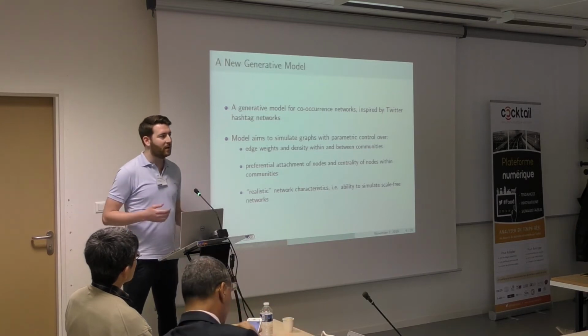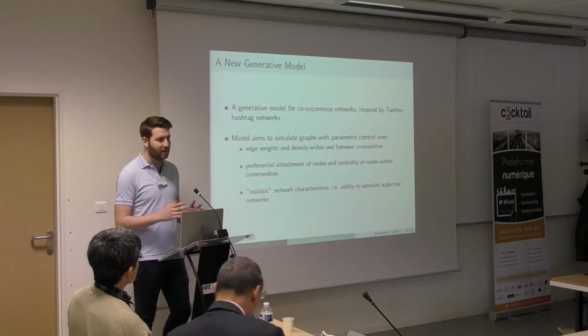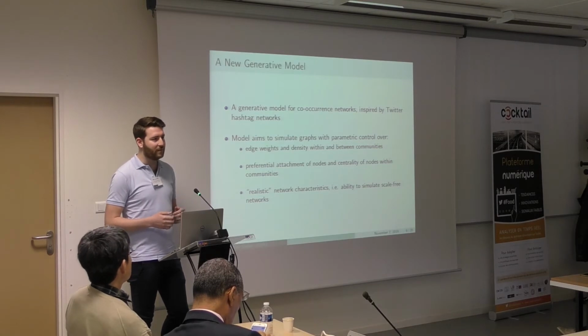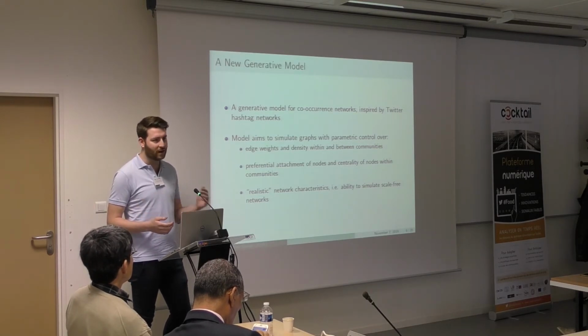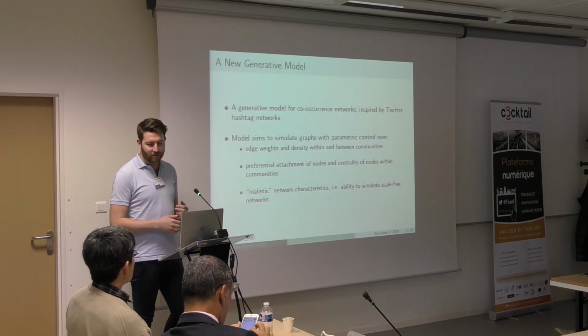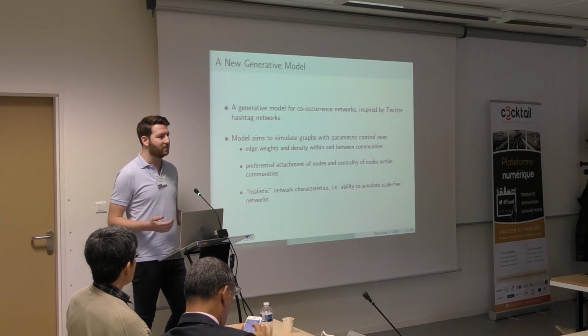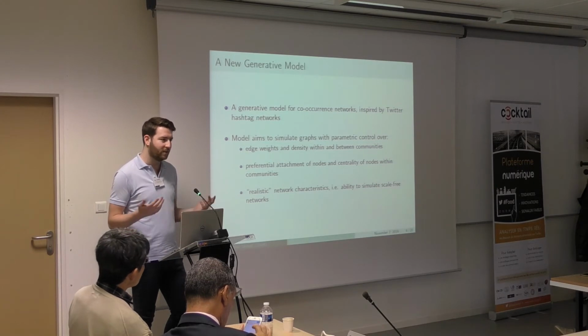So we've instead thought about a generative model, which is motivated very much by Twitter hashtag networks. Our model aims to take the best of both worlds. We'd like to have this fine level of control over the edge weights and over the density that we have both within and between communities. But we'd also like to have that preferential attachment, this idea that we've got these hubs or key nodes within our graph or within our clusters where we have a high level of connectivity to those nodes. And also, if we desire it, obviously not every network is scale-free, but certainly a lot of them are. And we'd like to be able to simulate these scale-free networks if we can, which we obviously can't do effectively with a weighted stochastic block model.